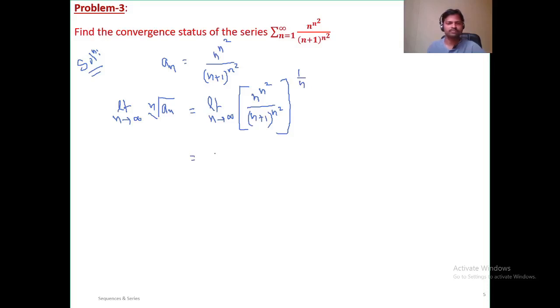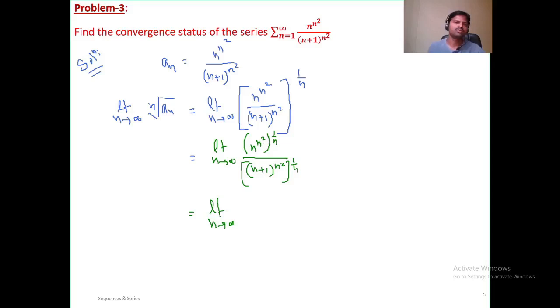Then simplify this. So limit n becomes large, n power n square whole to the power of 1 upon n, upon n plus 1 whole to the power of n square and whole to the power of 1 upon n. Now look at this one. The 1 by n and n square, so 1 n will be cancelled out, right? Then n power n only will remain in the numerator. Divided by, here also 1 n will get cancelled, so n plus 1 whole to the power of n will remain.